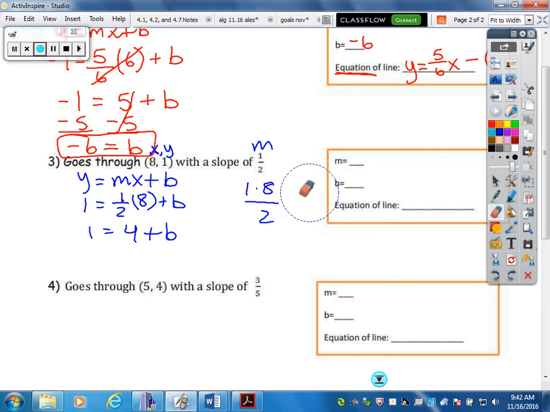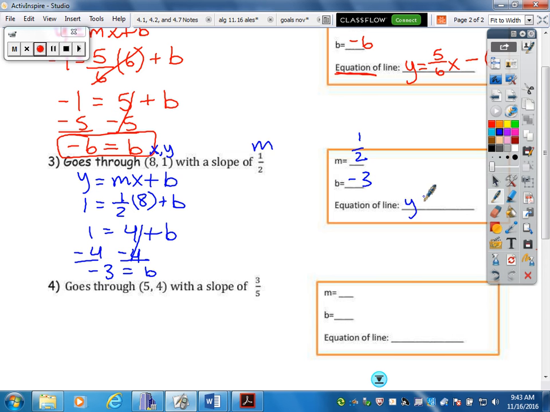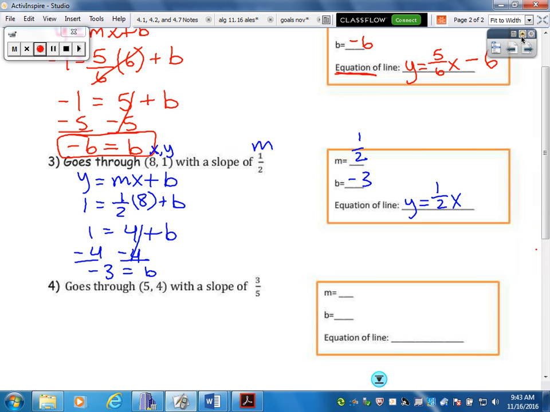Now we can go ahead and get rid of the 4 over here so that b is by itself. So take away 4 from both sides. 4 minus 4 cancels out. 1 minus 4 is negative 3. That is our b value. So up here we've got a slope of 1/2, a y-intercept of negative 3, and our equation then is y equals 1/2 x minus 3.